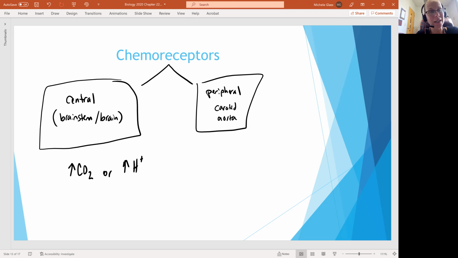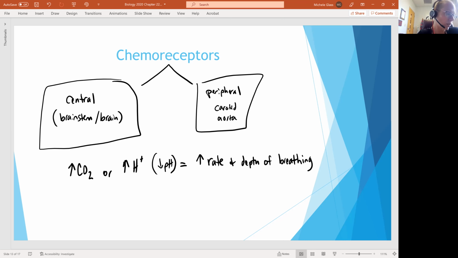these are going to be connected to each other. We'll pick up on that connection in the future. Remember what we're looking at with a high hydrogen ion, we're looking at a low pH, something that's acidic. This is going to trigger an increase in the rate and depth of your breath or your breathing.